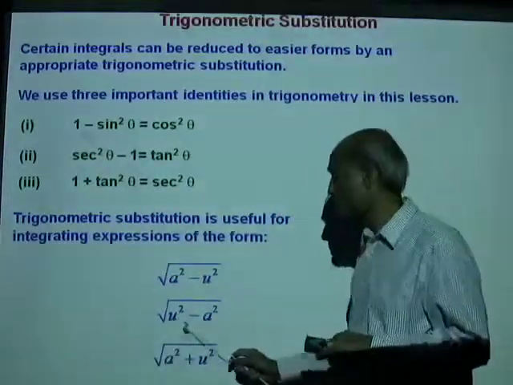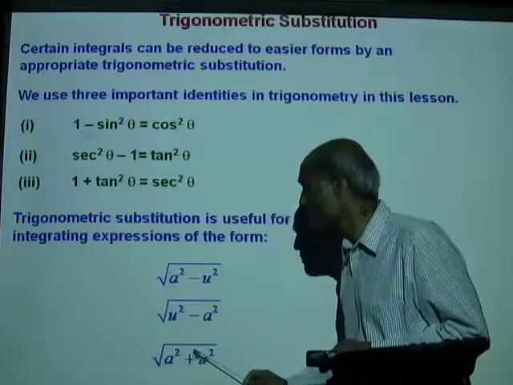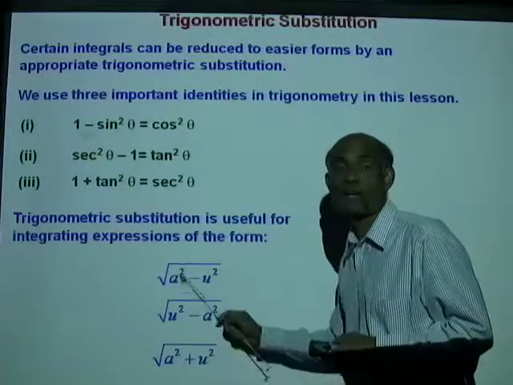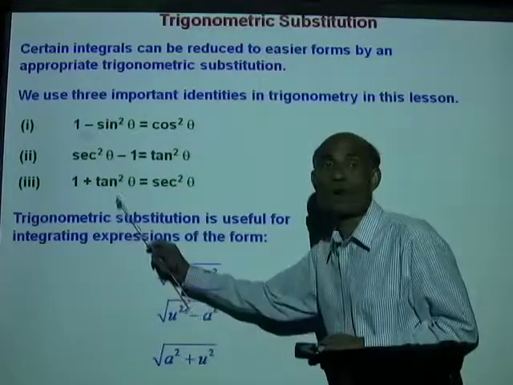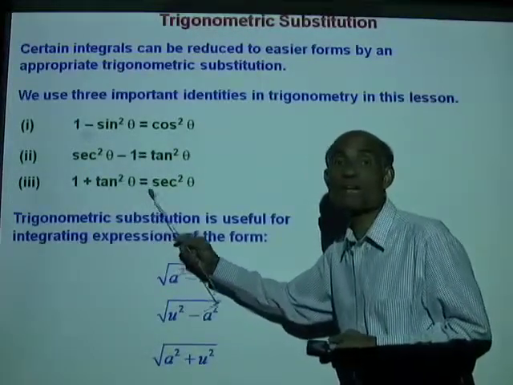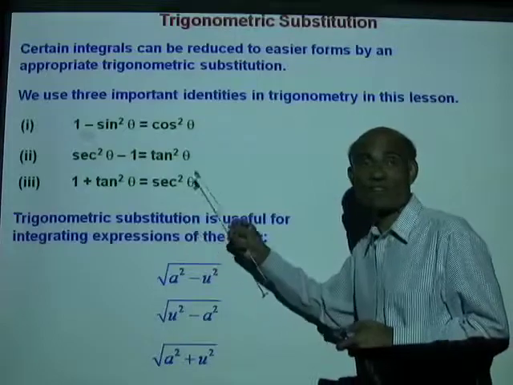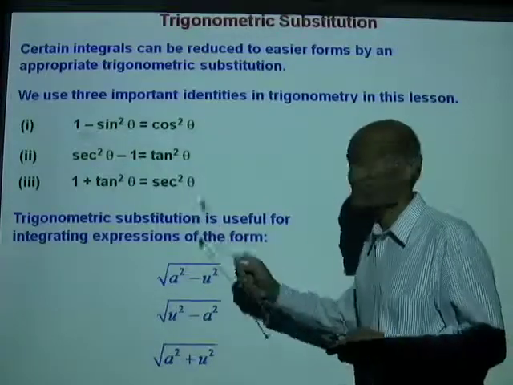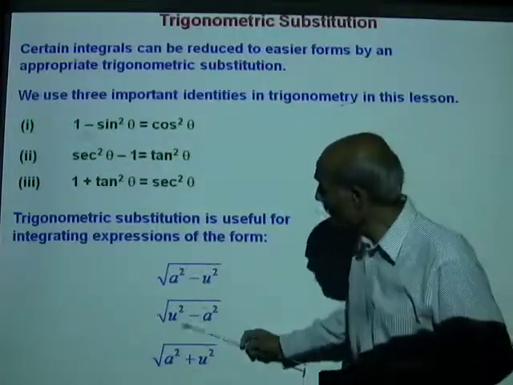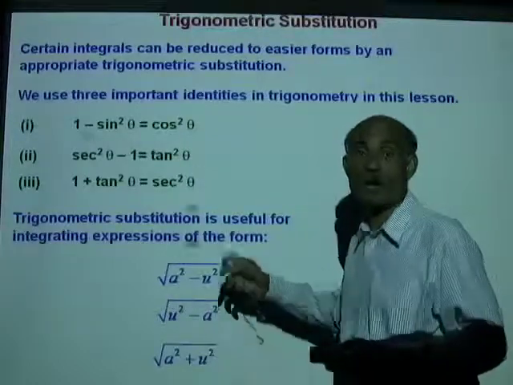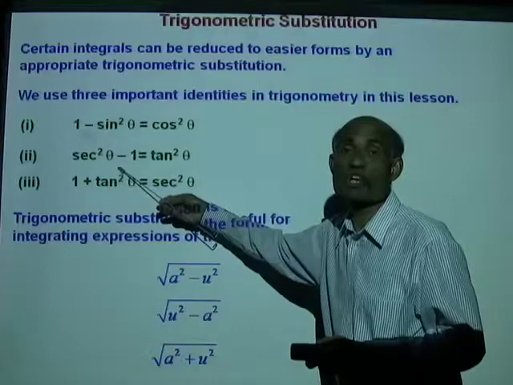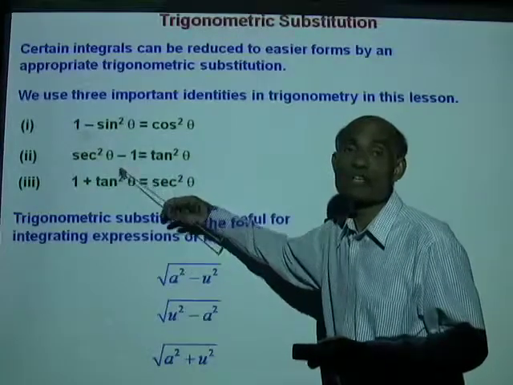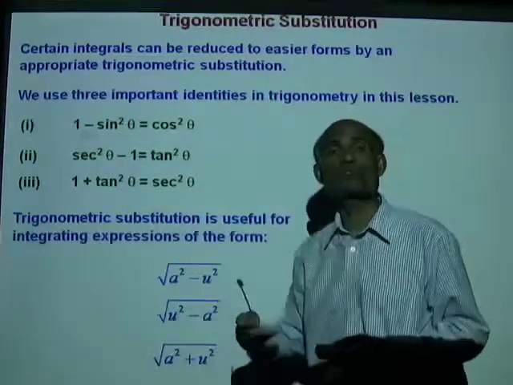The third one is the square root of a squared plus u squared. And you can see obviously that will be of the form u equal to a tan theta. Is that right? Now we will see how these forms are replaced by an appropriate trigonometric function or identity in order to make these integrals simpler.